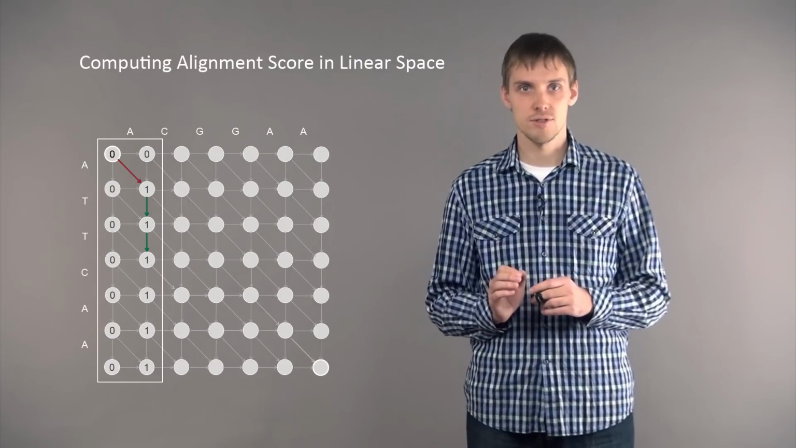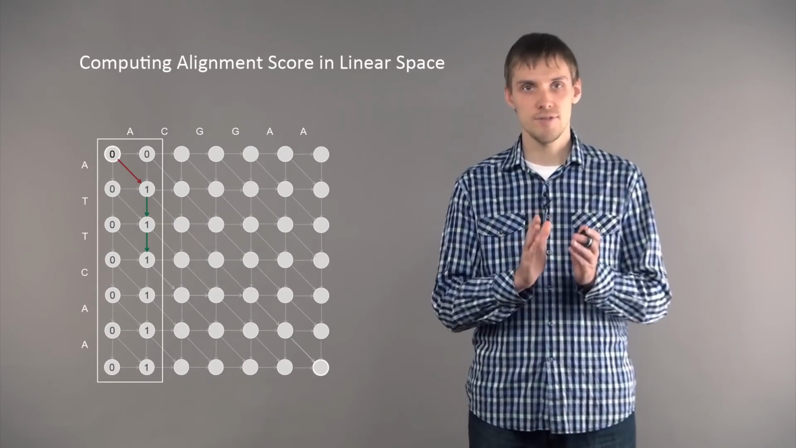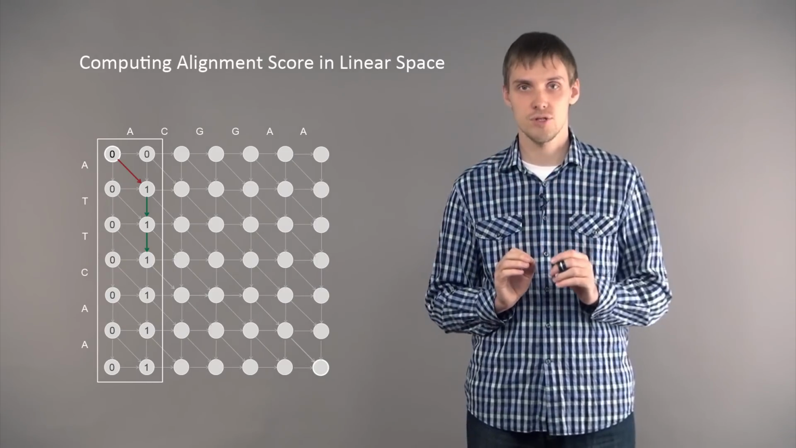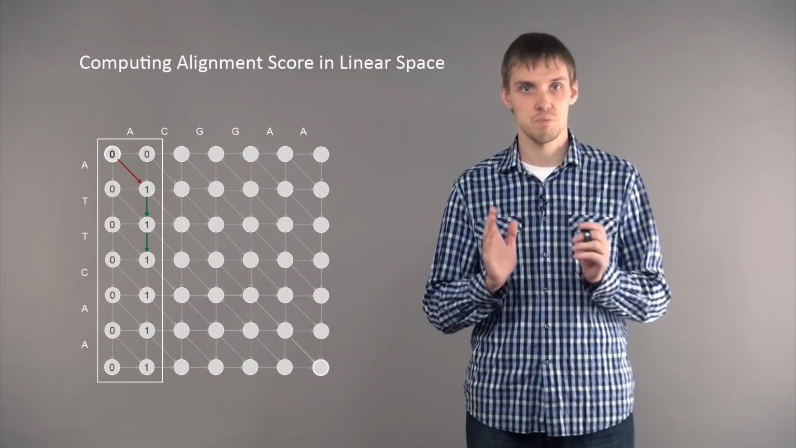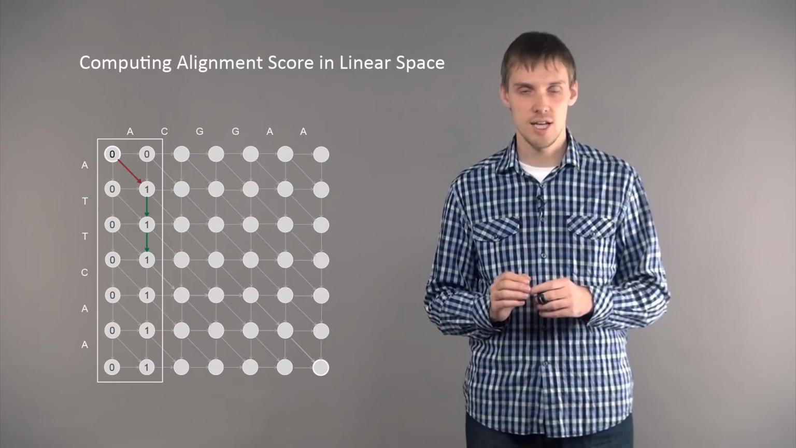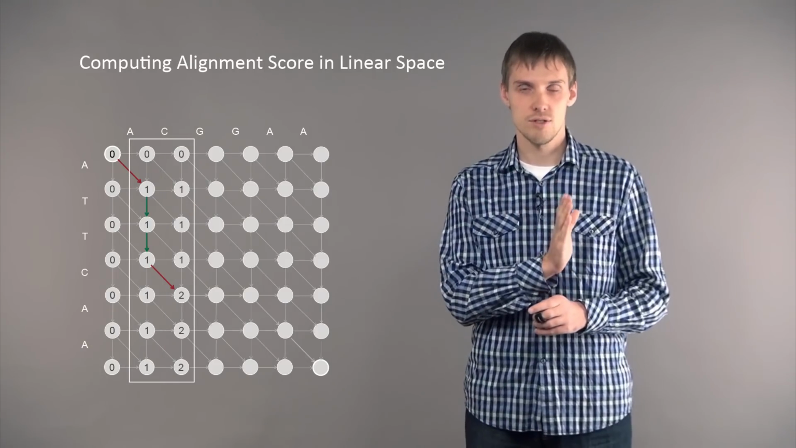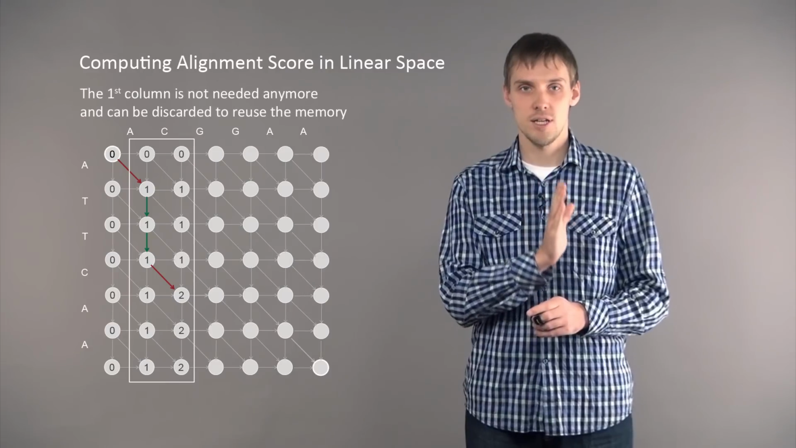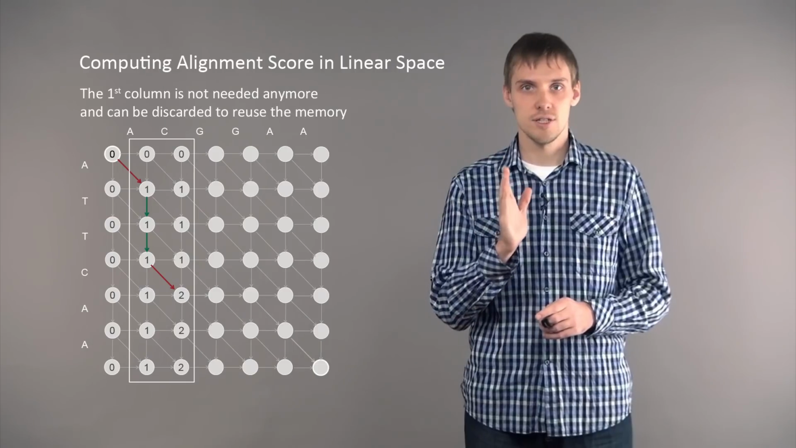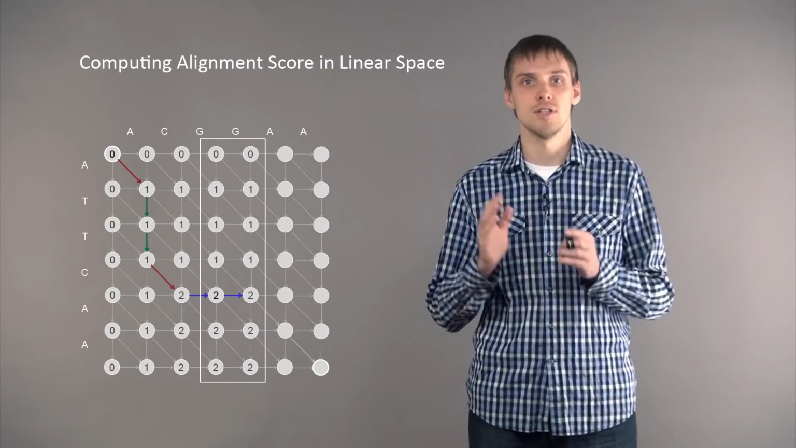Let's take a look at our Manhattan grid. We have a first column, and we know all values in the first column. After that, we can compute all scores in the second column using the first column values only. And that's the same as we previously discussed when describing the alignment algorithm. But for the third column, we don't need to know values of the first column, and we can simply forget them and reuse this memory, because for the third column we can use only scores from the second column, and so on and so on and so on.